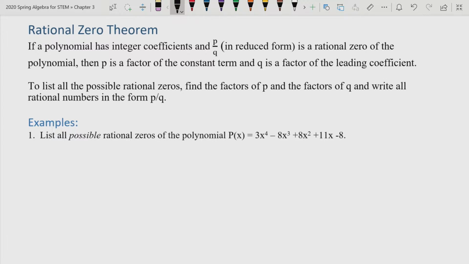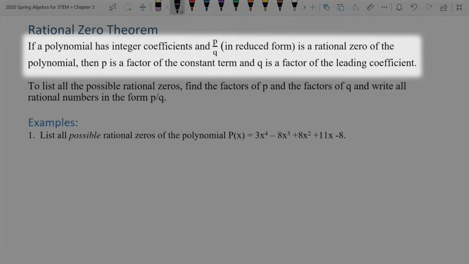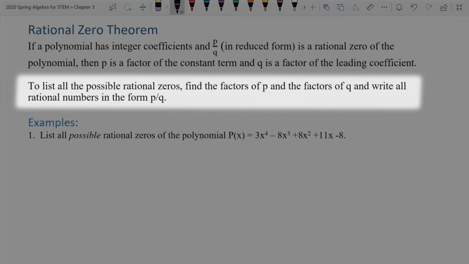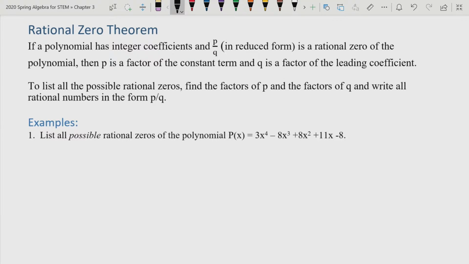The rational zero theorem. If a polynomial has integer coefficients and p over q, in reduced form, is a rational zero of that polynomial, then p is a factor of the constant term and q is a factor of the leading coefficient. To list all the possible rational zeros, find the factors of p and the factors of q, and write all rational numbers of the form p over q. Let's look at an example.